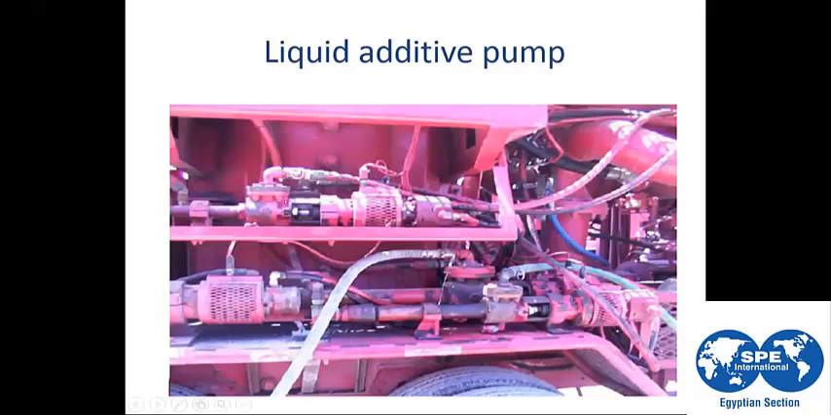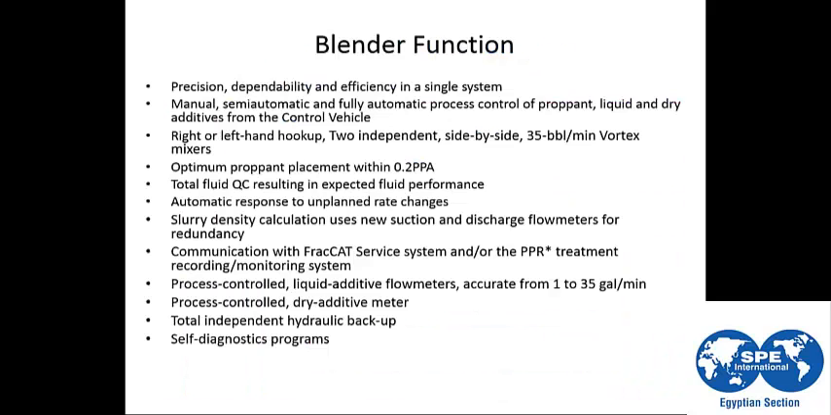This is the liquid additive pumps. We have a lot of pumps on the blender to get the liquid additives from each tank to be pumped on the fly during the job. This liquid pump is connected to the mixing tub with these hoses. So these pumps are pumping the added fluids from each tank to the mixing tub directly.